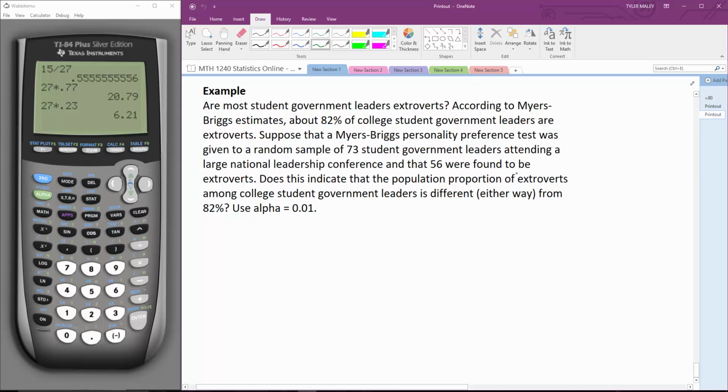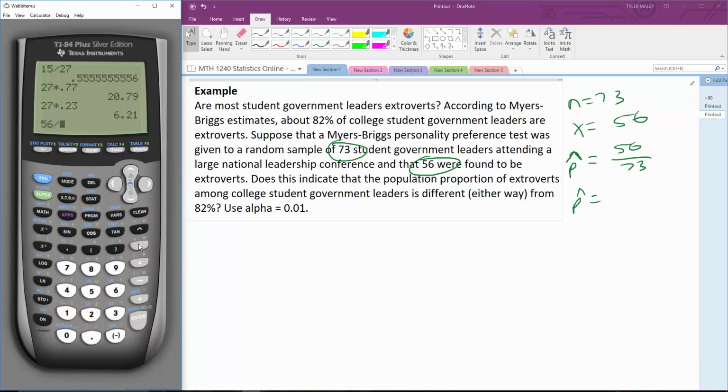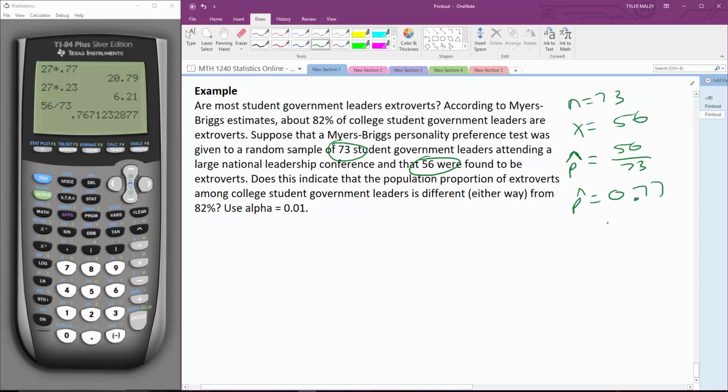So again, the big thing we want to do is identify each of our parts from the sentence. That's where I would start. We had a random sample of 73 students, so n equals 73. The number of people who are extroverts is x. So p hat would be equal to 56 over 73, x over n. So 56 divided by 73 gives me 0.77, so p hat is 0.77.